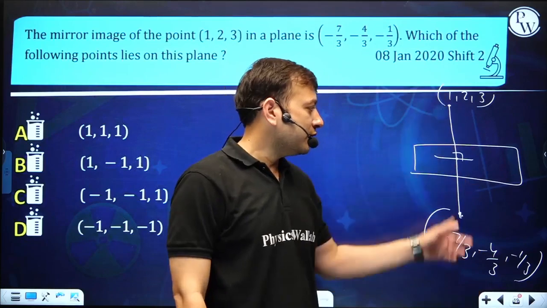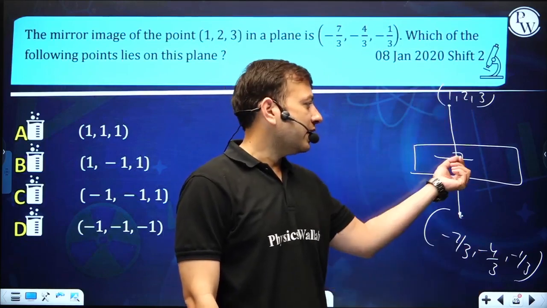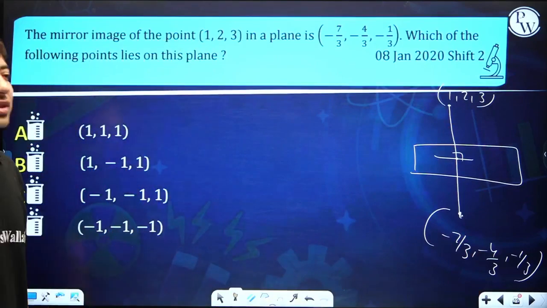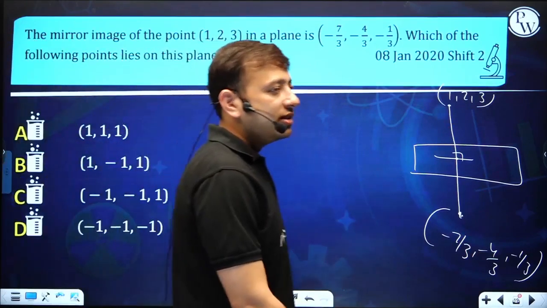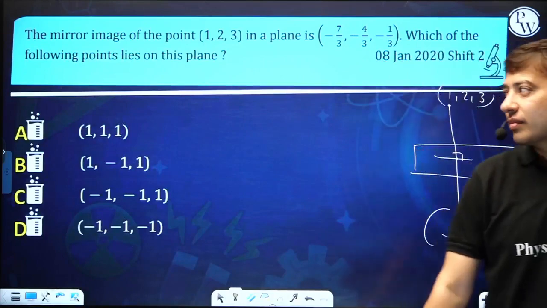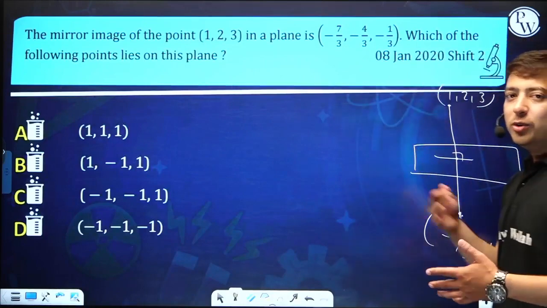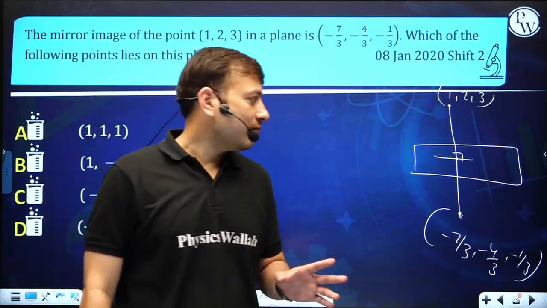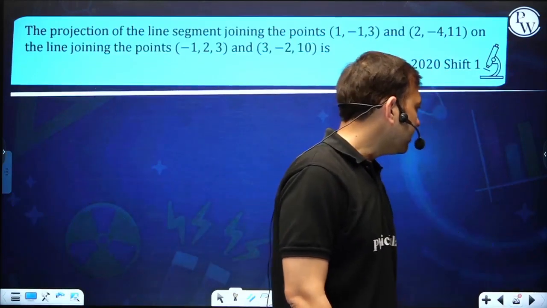So you can find the direction ratios of the normal and the passing point. You will get the equation of the plane and then you can check which one is satisfying. That's it, sir. Nothing else. Okay. So I'm showing you the patterns. Quite similar. Nothing to worry about. Okay. You can do this by yourself.